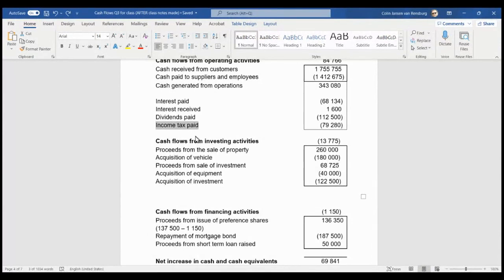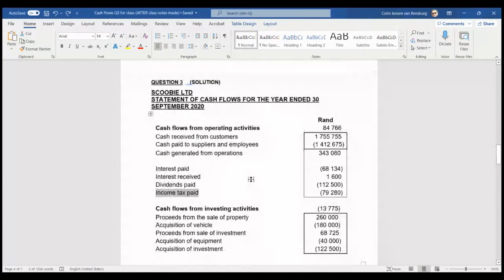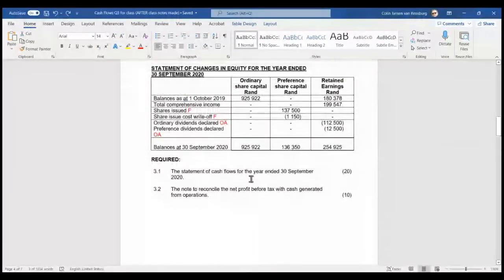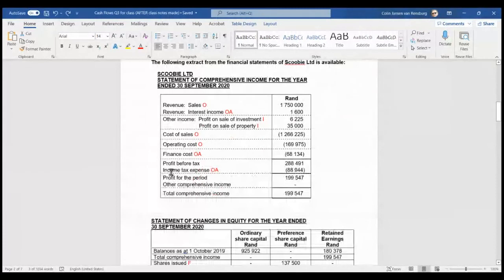And we know that the income tax expense can be found on, thank you, Apiwe, yes, the face of our statement of comprehensive income. So we go up to our statement of comprehensive income. There we go. And we see there our income tax expense for the year was 88,944 rands. But that is not necessarily what we paid.